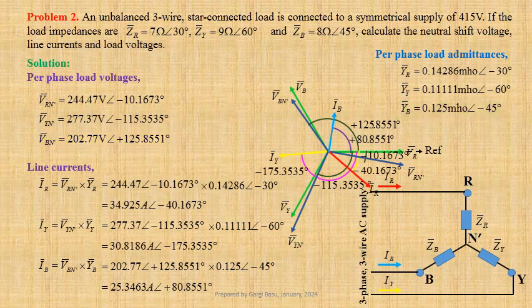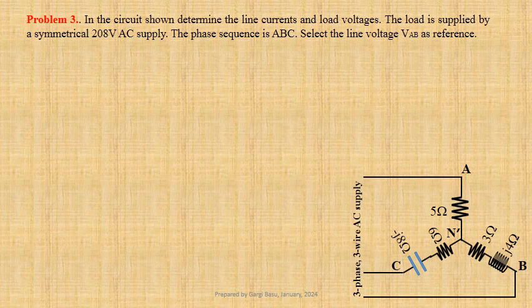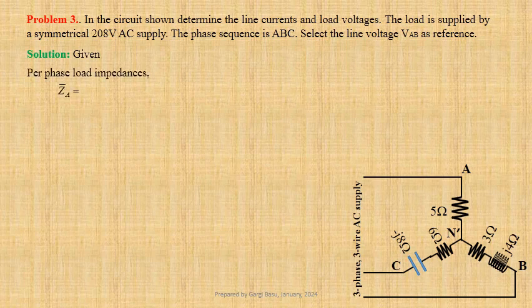In the circuit shown, we have to determine the line currents and load voltages. The load is supplied by a symmetrical 208 volt AC supply with phase sequence ABC. We have to select the line voltage VAB as reference. Let us first write down the given data. Per phase load impedances ZA equals R equals 5 ohm. In polar form, this may be written as 5 ohm at an angle 0 degree.